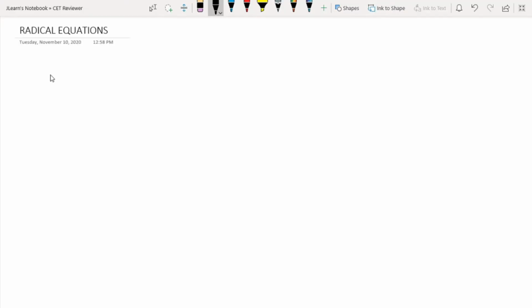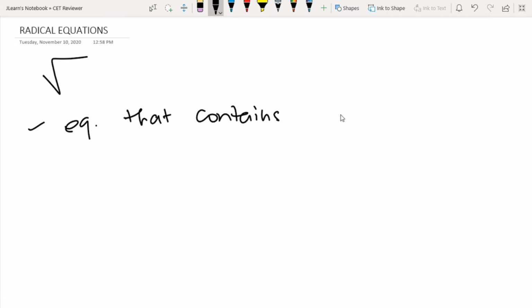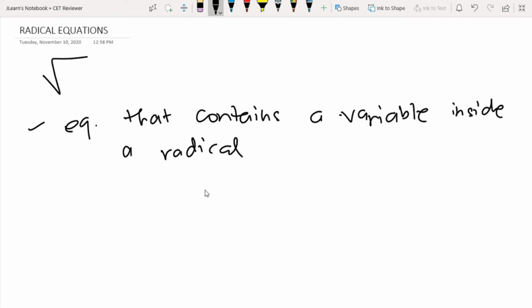So ano nga ba ang isang radical na equation, no? Pag sinabi nating radical, ang una nating naiisip ay yung square root, no? And tama 'yon. Kasi ang definition lang natin ng radical equation ay kahit anong equation that contains a variable inside a radical, no? So kahit ano. So for example, square root of x is equal to 2, isang radical equation 'yan.